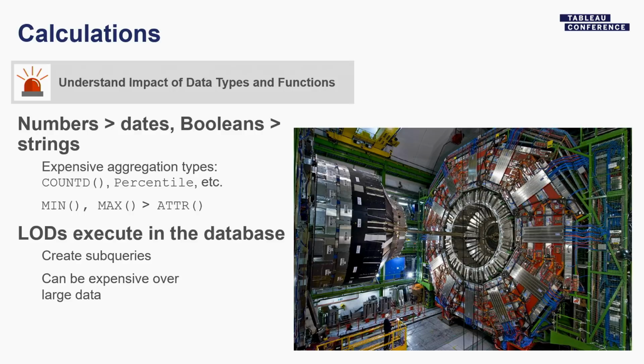Level of detail calcs, they're done in the database, they're done as nested queries. They can be relatively expensive if you've got massive amounts of data. You can think about maybe replacing an LOD with a table calc, because rather than doing LODs over 10 trillion rows of data, you might be better off doing a table calc inside Tableau over a few hundred rows. So, there are some blogs on the web about how certain LODs can be expressed as table calcs, and vice versa.